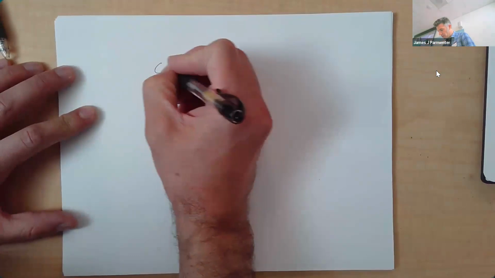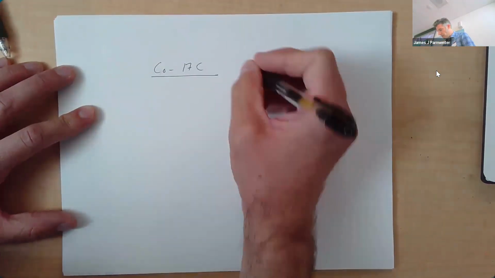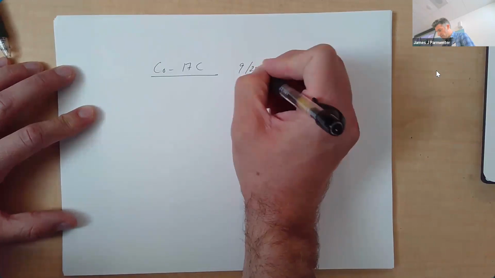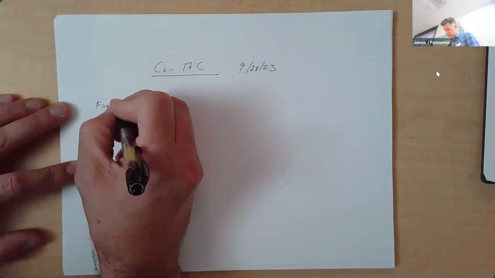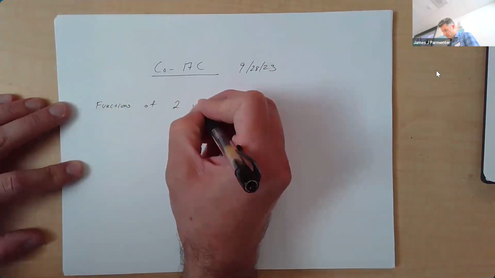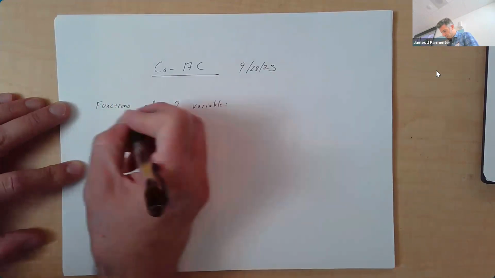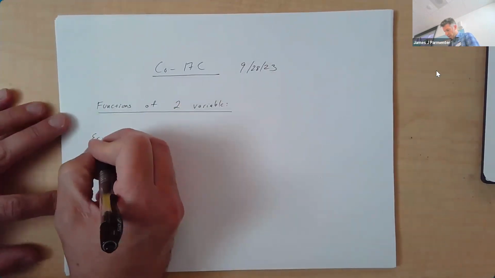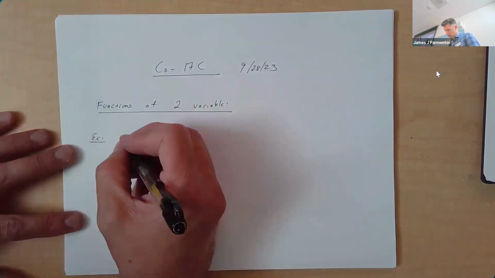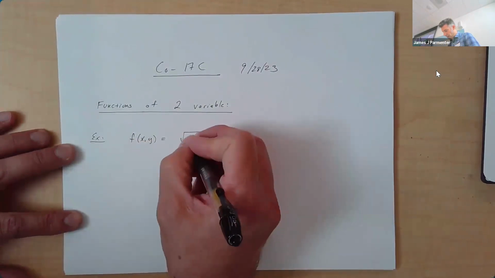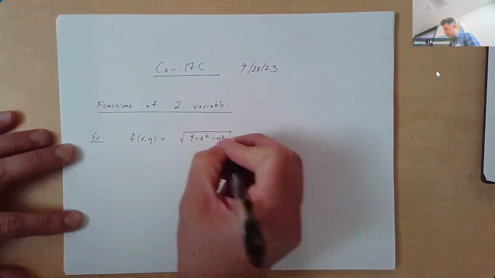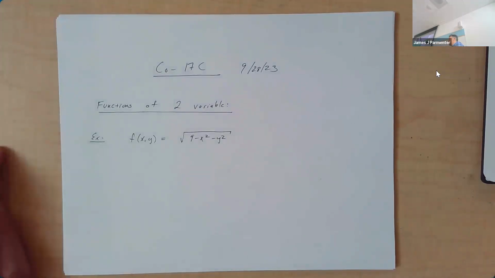Let's see. Today is the 28th. So yeah, sure. Functions of two variables. And here is a pretty typical example. Let's say f of x comma y is equal to the square root of 9 minus x squared minus y squared. And we're going to do a lot with this example. We're going to find the domain, we're going to find the range, we're going to graph some level curves.